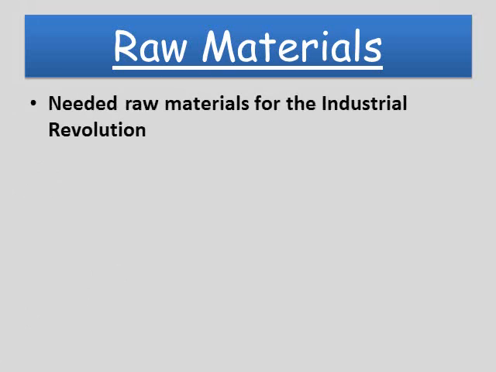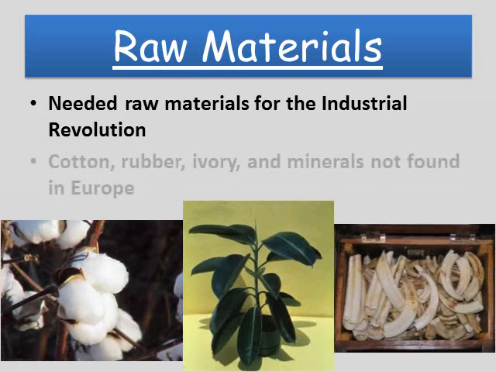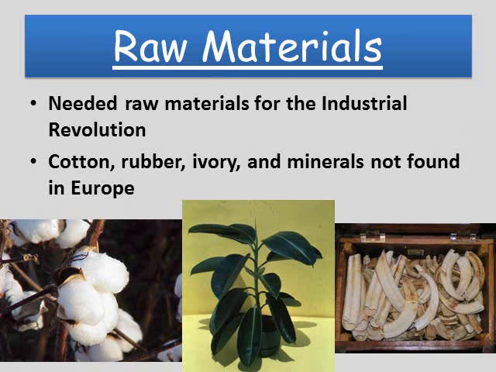Some of those raw materials, raw resources were going to be used in something called the Industrial Revolution. This was a period that started in England that really started to use machines more, started using automated processes and factories to create goods much quicker than ever before. The only problem was that you needed more raw materials in order to make things in these factories. Some of these raw materials would be like cotton, rubber, which actually comes from a tree, ivory, which sadly comes from elephant tusk, and other minerals not really found in Europe.